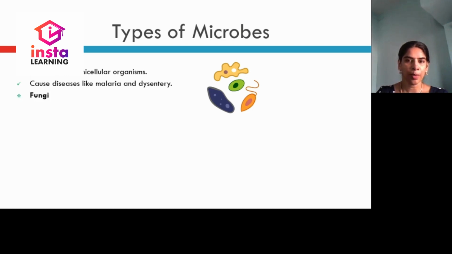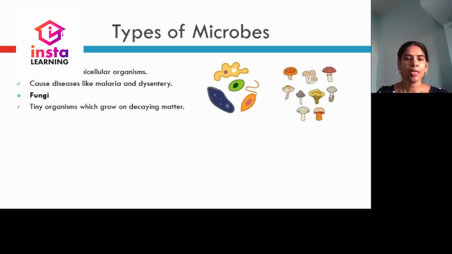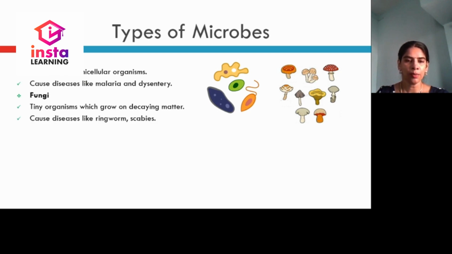The fourth type of microbe is fungi. These are tiny organisms which grow on decaying matter. It causes diseases like ringworm, scabies, etc.